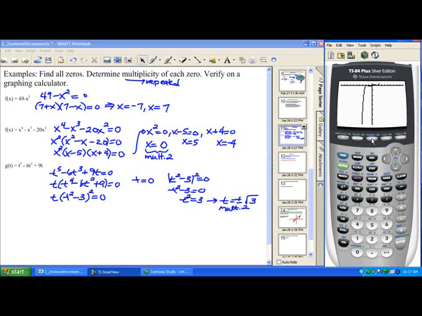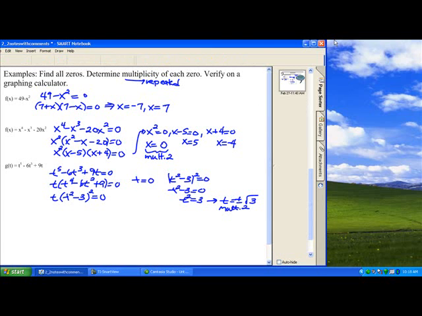And let me adjust my window. Let's go back to the standard window just to see if that's going to do it for us. Okay, and it does. So notice what we found here. The plus or minus square root of 3 were both of multiplicity 2. And do you see what the graph does there? At negative square root of 3 and at positive square root of 3, it just touches the graph there. But what happens at the other root, which is 0? Yeah, it goes through it. So pretty interesting. The multiplicity can tell us how the graph is going to look at that 0.